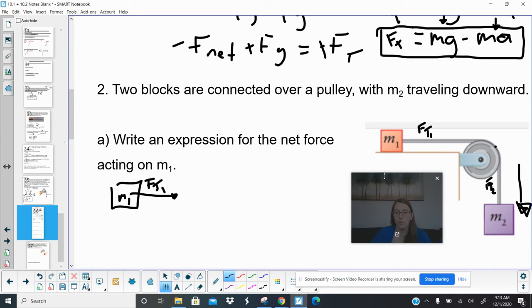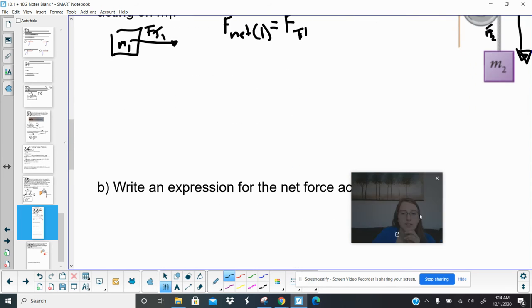Now again, yes, there's also the normal force and the force of gravity, but because this block is not traveling in the y direction, we know those forces cancel each other out and we can ignore them. So write an expression for the net force acting on M1. F net for block 1. Well, there's only one force acting on it, right? So the net force is just the force of tension on block 1. And that's it. There are no other forces acting on it that are causing it to move.